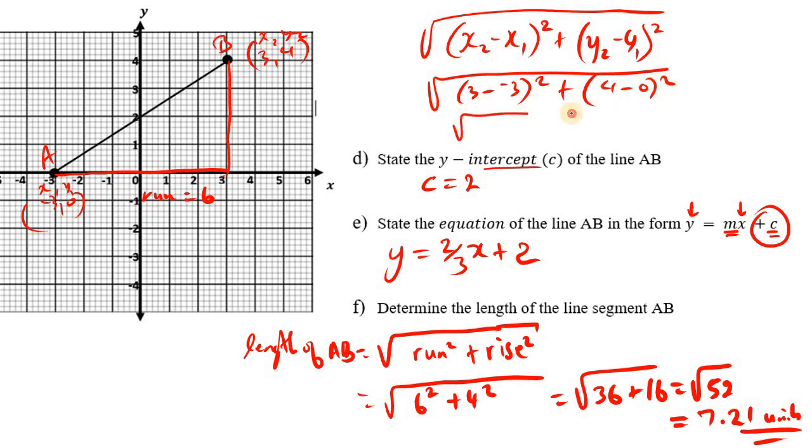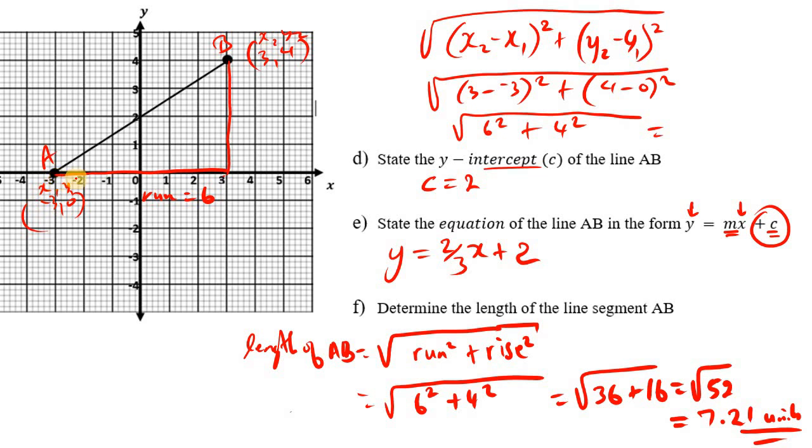And so this is going to be, subtracting the negative is positive, right? So that's 3 plus 3 is 6, 6 squared. 4 minus 0 is 4, so that's 4 squared. Notice that we have the same thing here, right? Which is basically 6 squared plus 4 squared right down here, which is what we end up with here.